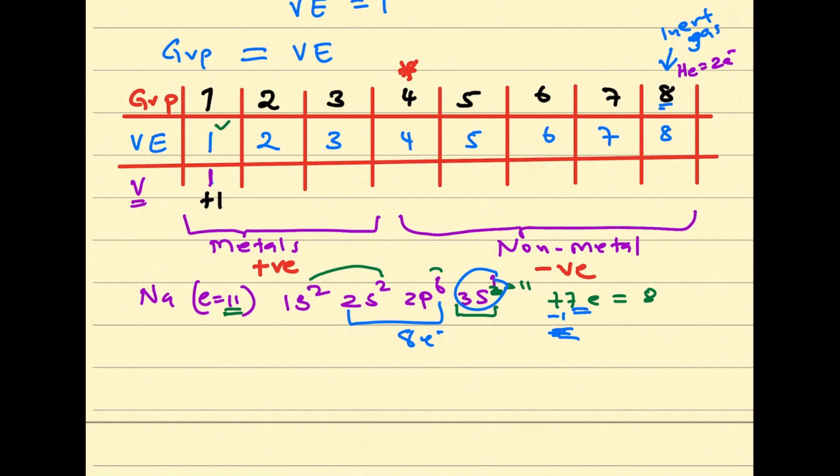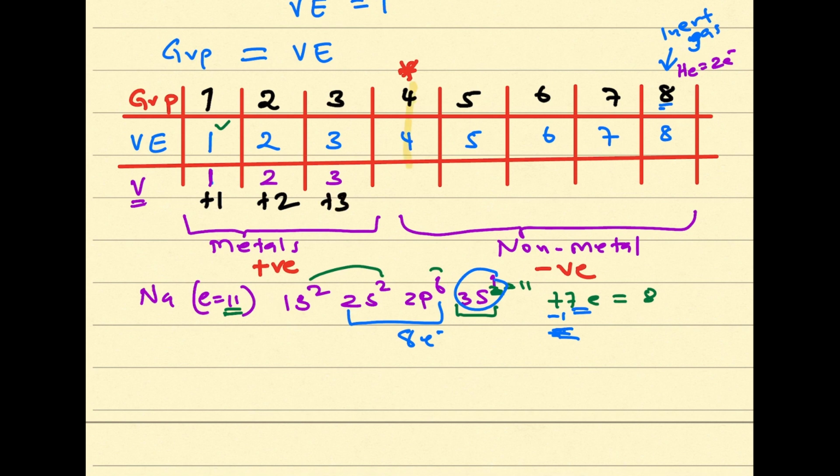Group 2 will rather lose 2 electrons, so they have a valence of 2 and a charge of +2. Group 3 has a valence of 3 because they will lose 3 electrons, and because of that, they will end up with a charge of +3.